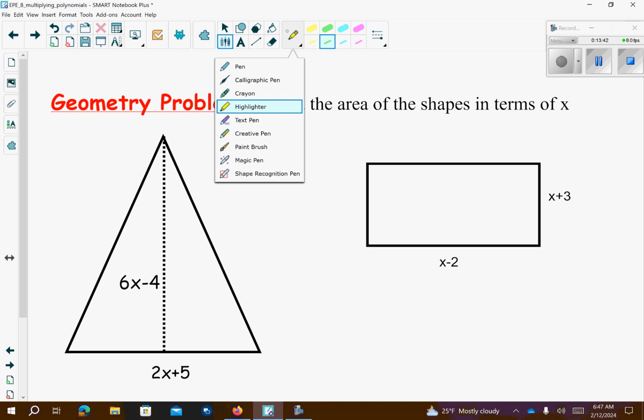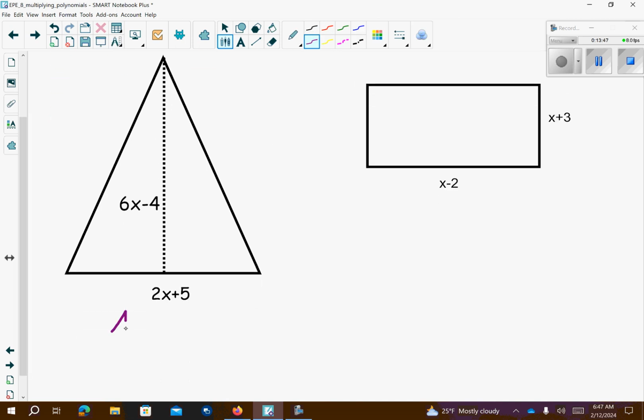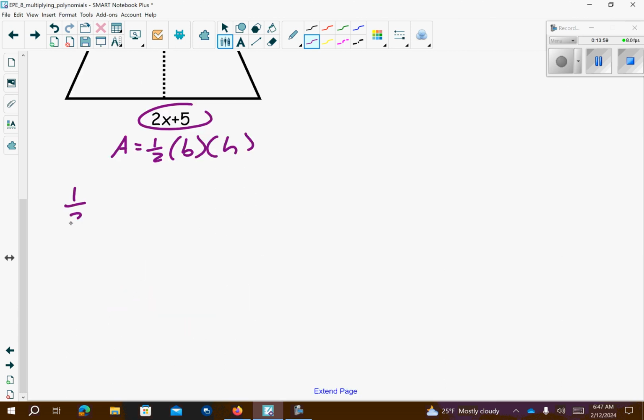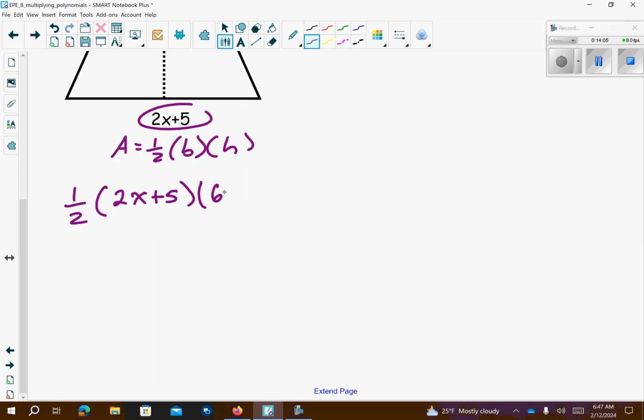Okay, find the area. Find the area. So we have to first off remember that the area of a triangle is 1/2 times base times height. Well, if this is base and this is height, we can go ahead and do this. So I'm going to go slowly through this. I'm going to go 1/2 times 2x plus 5, which is the base, and the height is 6x minus 4. So let's go ahead and multiply these together.